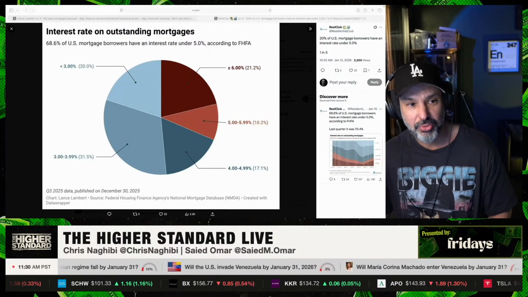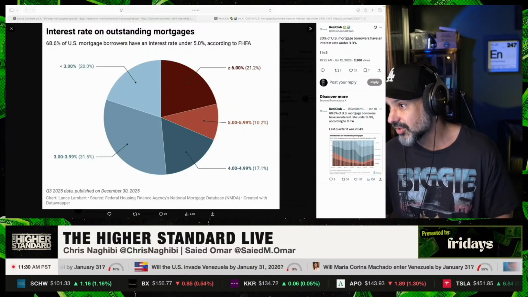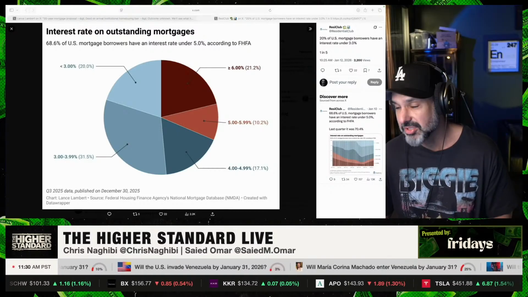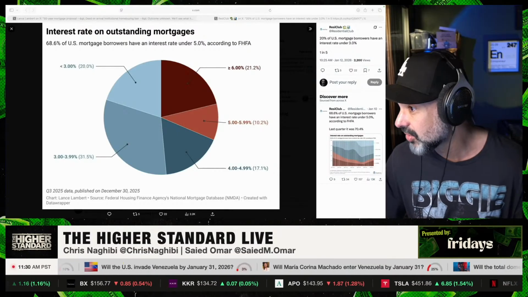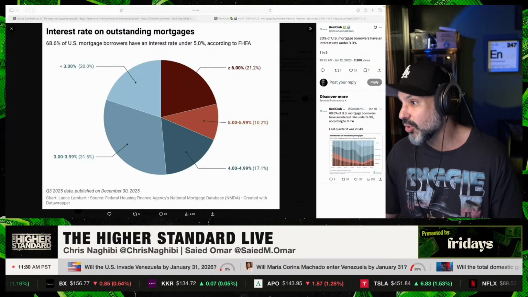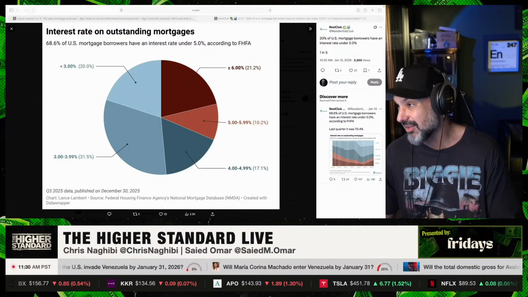This chart, I think, is important for us to talk about and to walk through. This is the interest rates on outstanding mortgages as of December 30th, 2025. So this is not dated material. This is relatively new. 68.6% of U.S. mortgage borrowers have an interest rate under 5.0%, according to FHFA.